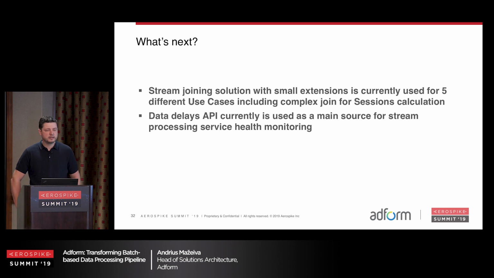And the same data delays API is currently used as the main source of stream processing health monitoring, because we have the ability to see not only from a technical perspective how processes are doing, but actually how much time they are delayed from the data we have in Kafka. And this ability to synchronize between processes allowed us to make our solutions less complex, to have smaller services for processing and just synchronize them in time.